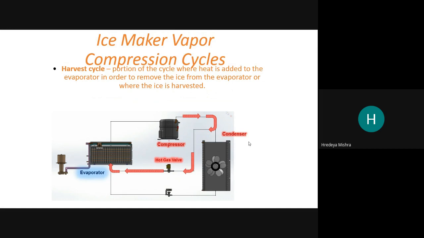This is the hot gas valve. That is what I pushed in my refrigerator, that I showed you, because so much ice crystal is created. To remove that ice crystal, I press that button. So this condensation process is bypassed, and these hot gases go directly to the evaporator to remove that ice crystal. The same thing I did there. Harvesting cycle.